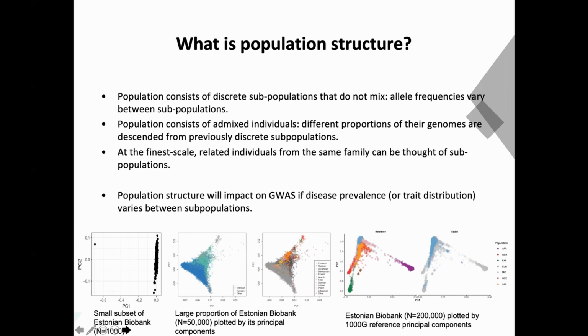And also, if there has been a recent mixture, the new generation of mixed individuals have different proportions of the genomes from different subpopulations, leading to different allele frequencies and then also different disease prevalences. And on the finer scale, there are also closely related individuals from the same families, which creates additional structure in population data. For example, I have worked a lot on Estonian biobank data.